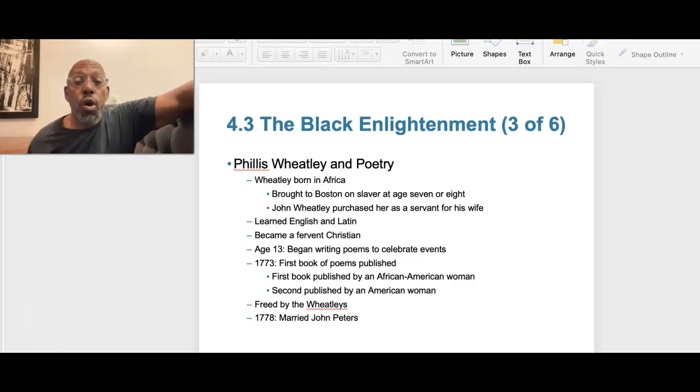Wheatley was born on the African continent. She was brought to Boston on a slaver at the age of 7 or 8, and was purchased as a servant for his wife. She learned English and Latin. She became a fervent Christian. At age 13, she began writing poems to celebrate events. In 1763, the first book of poems was published. The first book was published by an African-American woman. The second was published by an American woman. She was later freed by the Wheatleys, and in 1778 married John Peters.